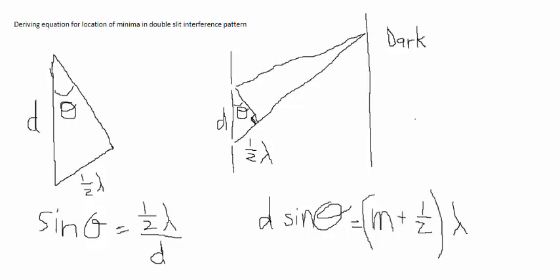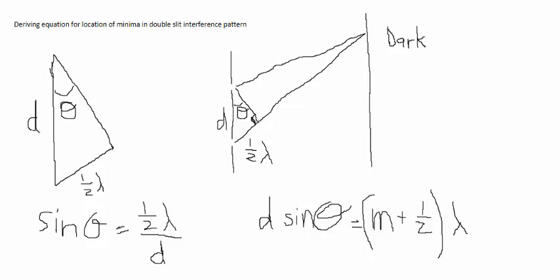We'll call that integer m and say it starts at 0. So when you set m equal to 0, that corresponds to your first dark spot. When you set m equal to 1, that corresponds to your second minimum, etc.